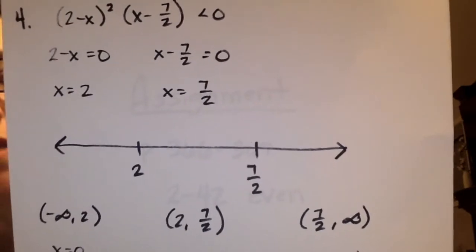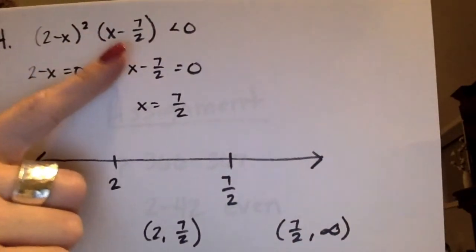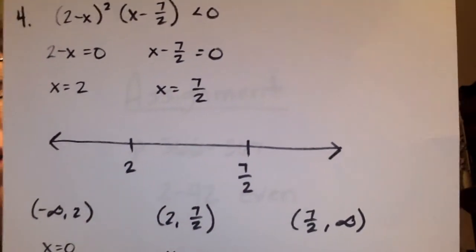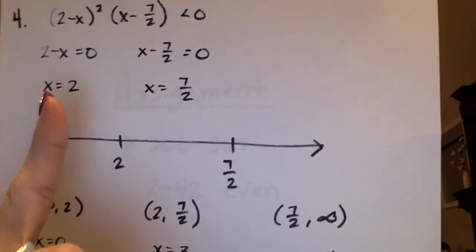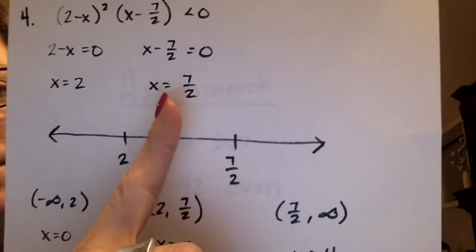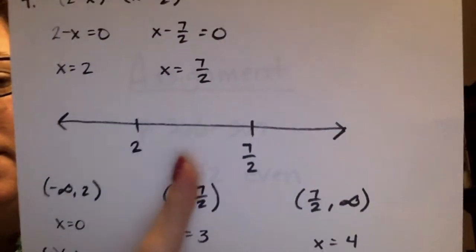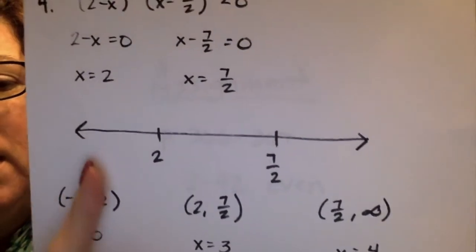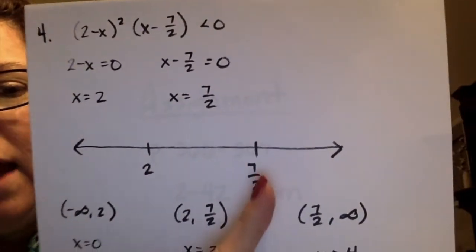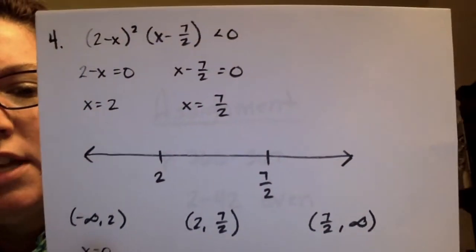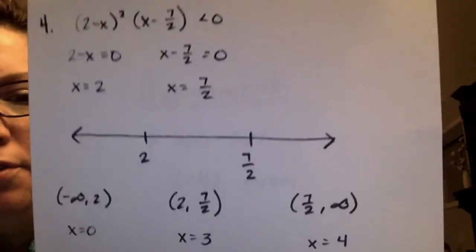And when that happens, it's thrilling. In this case, we have (2 minus x) squared times (x minus 7 halves). We set each of these factors equal to 0 and solve each of them. So x equals 2, x equals 7 halves. I put those on the number line. Now I'm looking at my intervals: from negative infinity to 2, from 2 to 7 halves, and from 7 halves to infinity. I choose test values in there: 0, 3, and 4. Remember 7 halves is like 3.5, so 4.